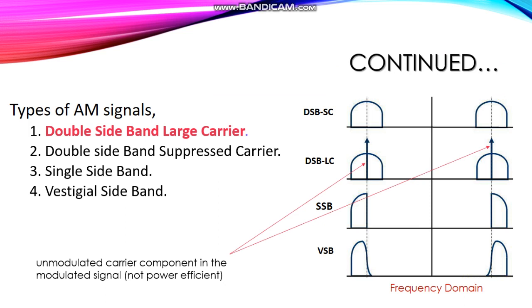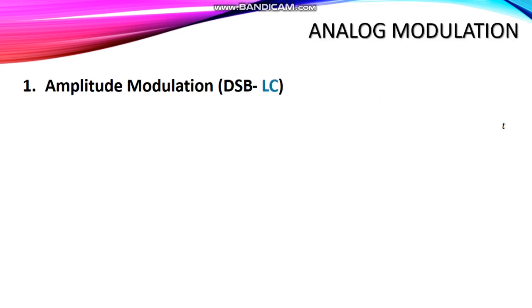Analog modulation can be subdivided into four types: double sideband large carrier, DSB-LC, double sideband suppressed carrier, DSB-SC, single sideband, SSB, and vestigial sideband, VSB. In frequency domain representation it is visible for us that DSB-LC contains an unmodulated carrier component in the modulated signal, which significantly reduces power spectral efficiency. Let's dig deep into DSB-LC.